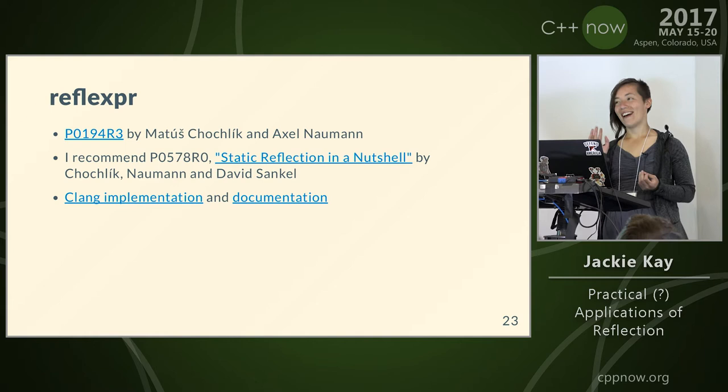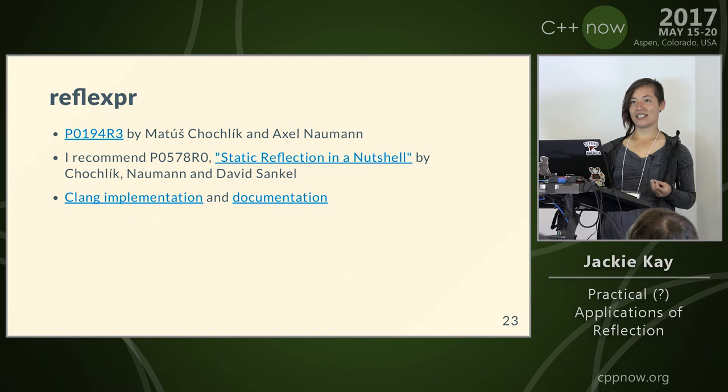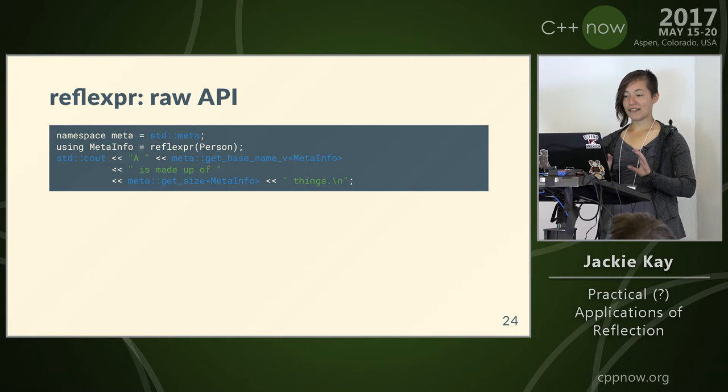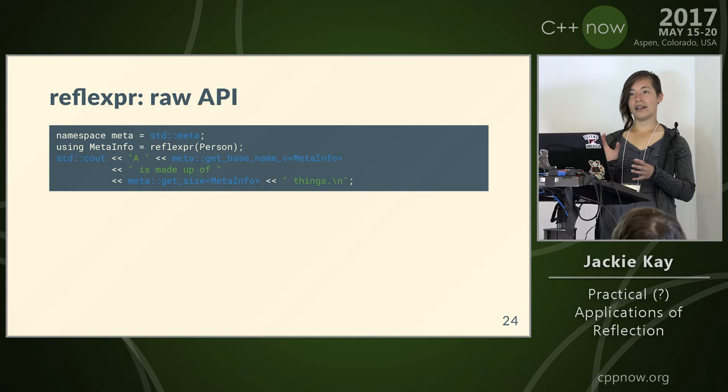Called Static Reflection in a Nutshell, which explains the design rationale for their proposed API. And what was really fun for me is they have an implementation in Clang, which was primarily by Matus, and decent documentation. This is a very simple example of what it looks like. You use the reflexpr keyword on a type, and that returns another type, which is a templated type that carries the information about the struct.